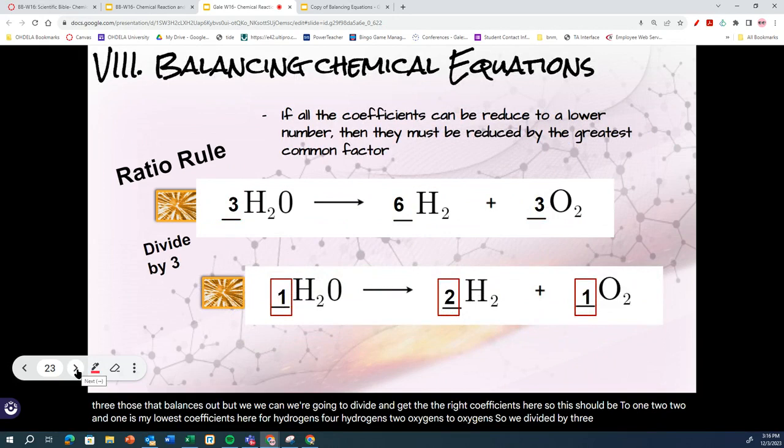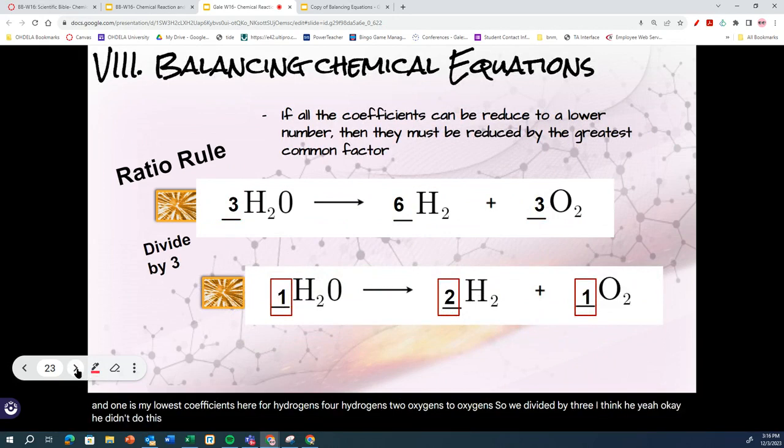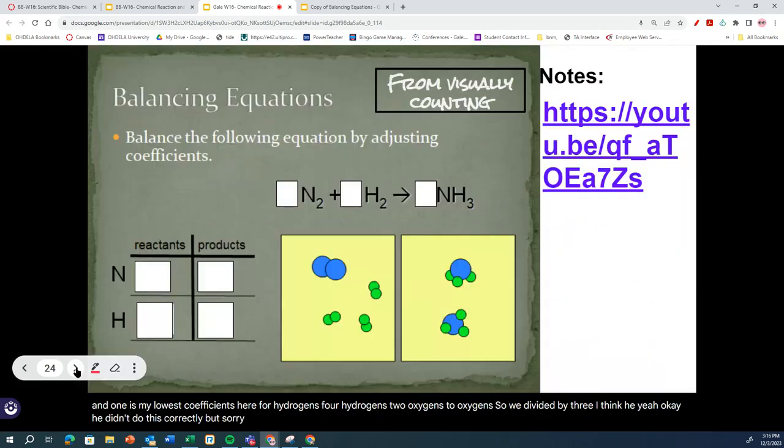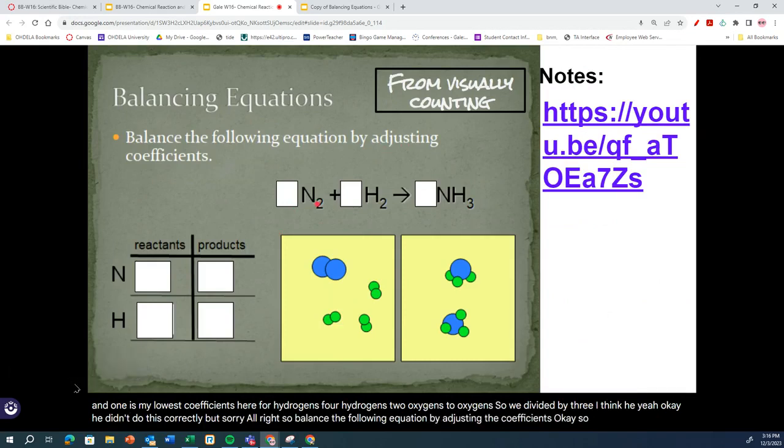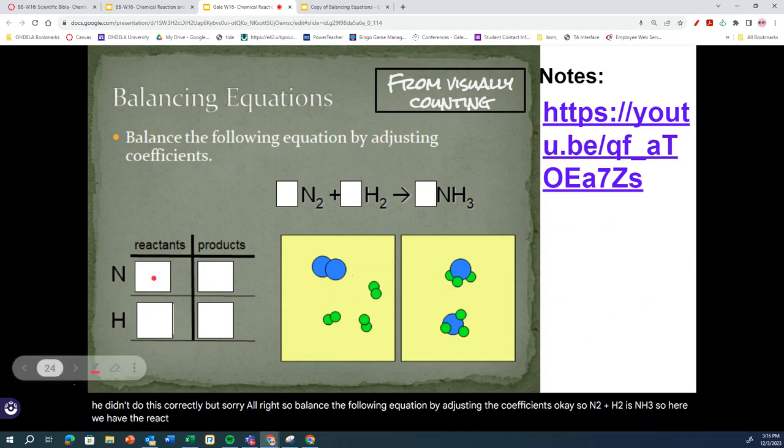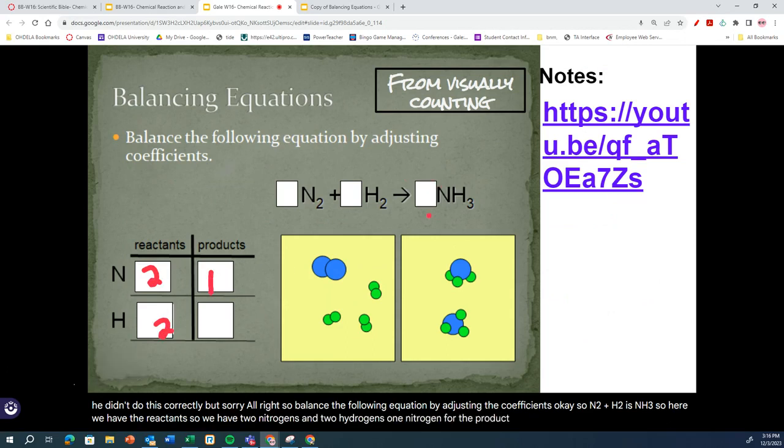I think, yeah, okay, he didn't do this correctly, but it's all right. All right, so balance the following equation by adjusting the coefficients. Okay, so N2 plus H2 is NH3. So here we have the reactants. We have 2 nitrogens and 2 hydrogens, 1 nitrogen for the product, and 3 hydrogens here.